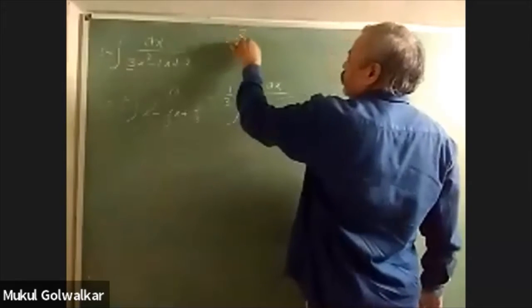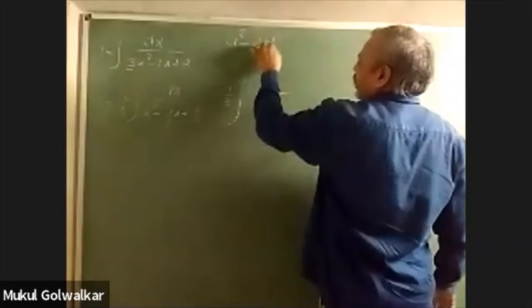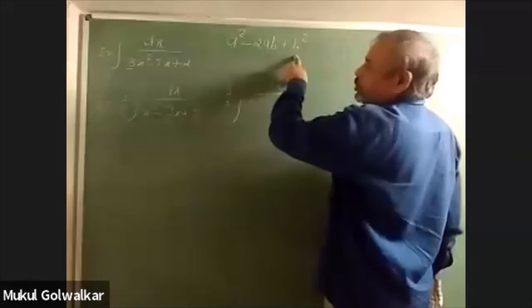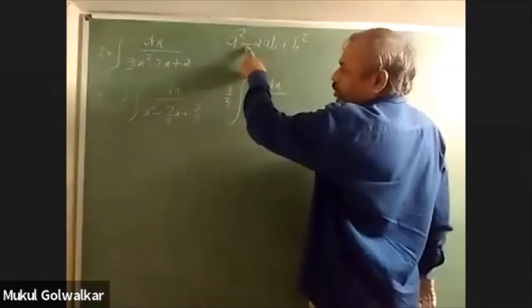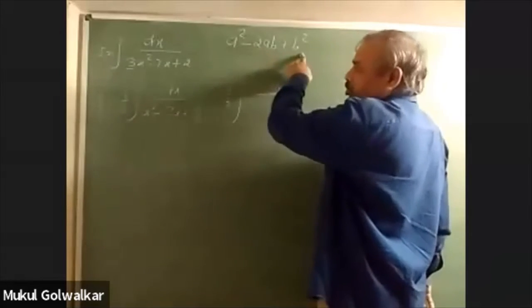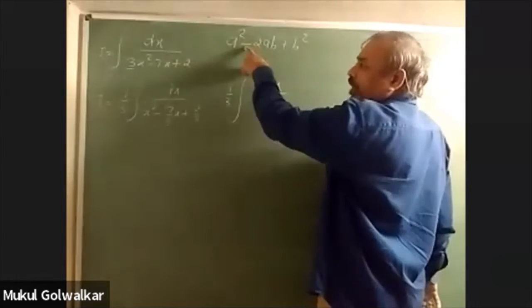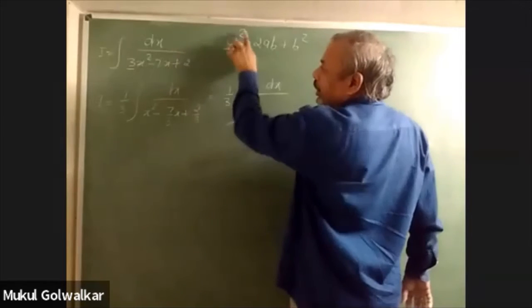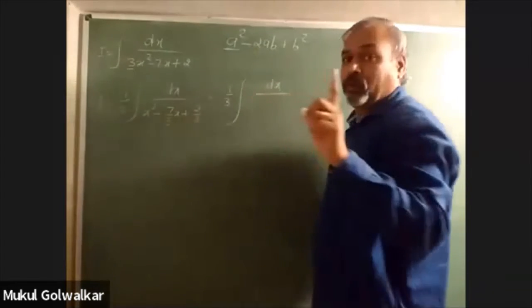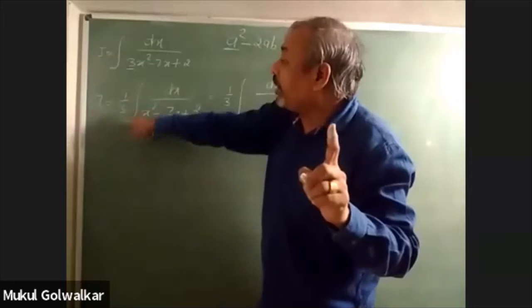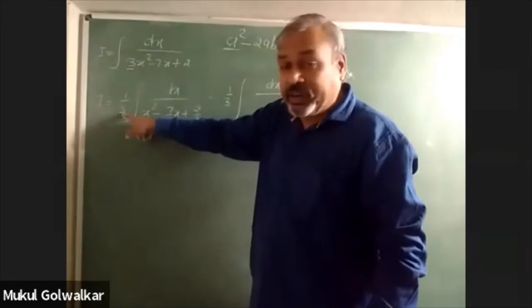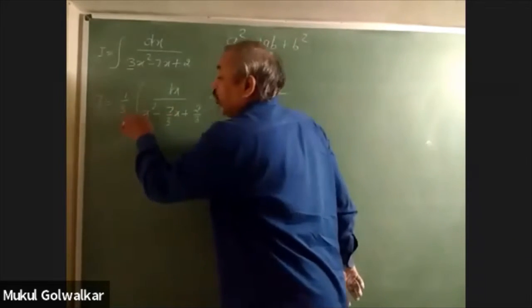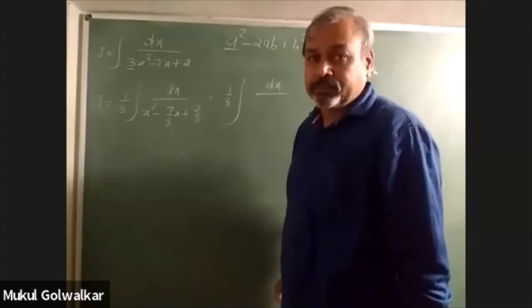I want you to be able to go for either a square plus 2ab plus b square, or else a square minus 2ab plus b square form. Here the coefficient of a square is 1, and that is why I have taken this 3 out of the integration, so that this variable square term has the coefficient equal to 1. Are you understanding that?